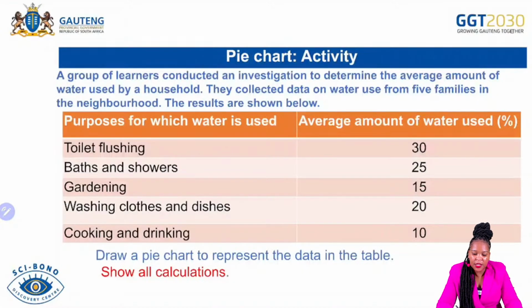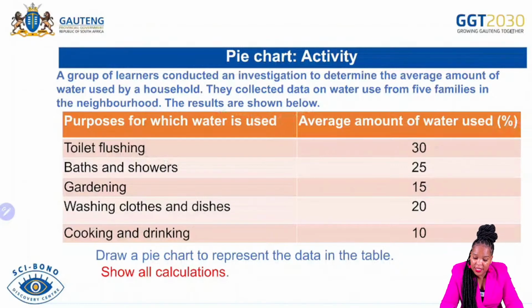This is an activity that will allow us to practice what we've just learned. A group of learners conducted an investigation to determine the average amount of water used by a household. They collected the data on water use from 5 families in the neighborhood. The results are shown below. The purpose for which water is used: flushing, baths and showers, gardening, washing clothes and dishes, cooking and drinking. Then the average amount that is used per household in percentage.